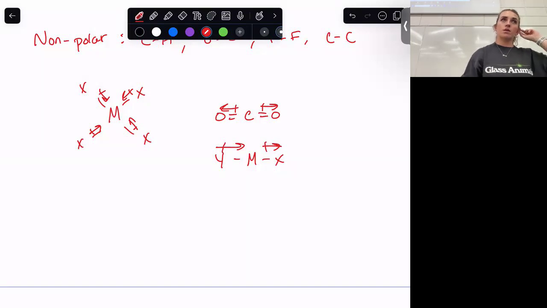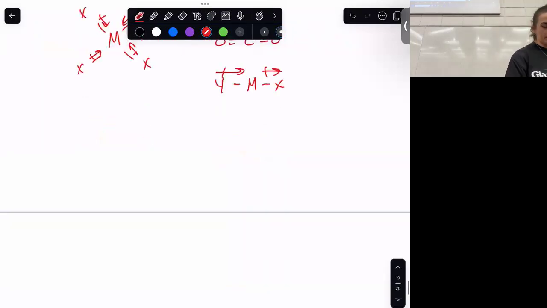What if one of those had a single bond and the other had a double bond? Would that be nonpolar because they're different strengths? You would have to check to make sure it's not a resonance structure. So if we look at something like, I put this in.